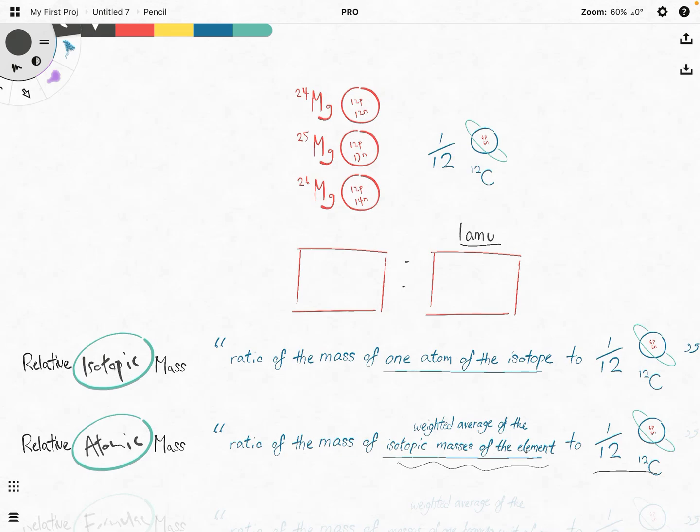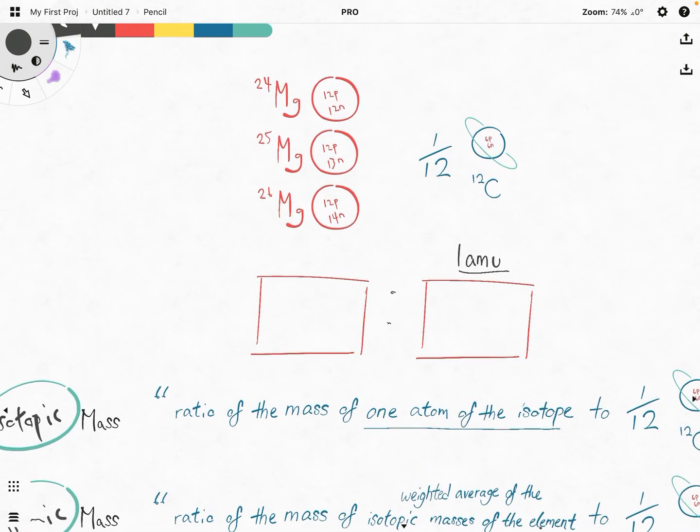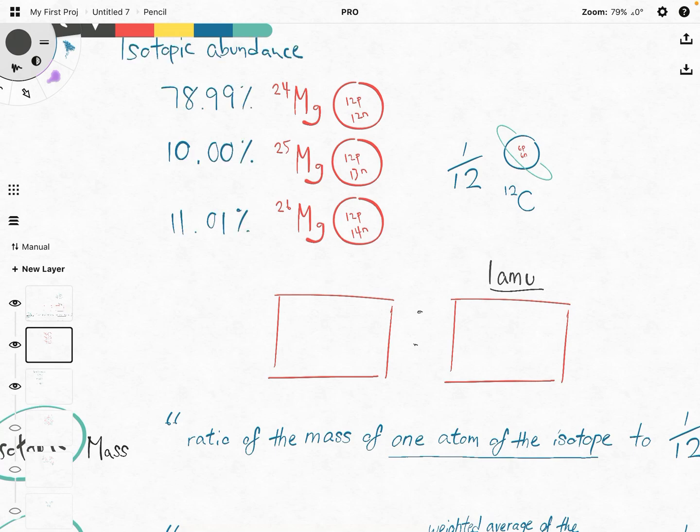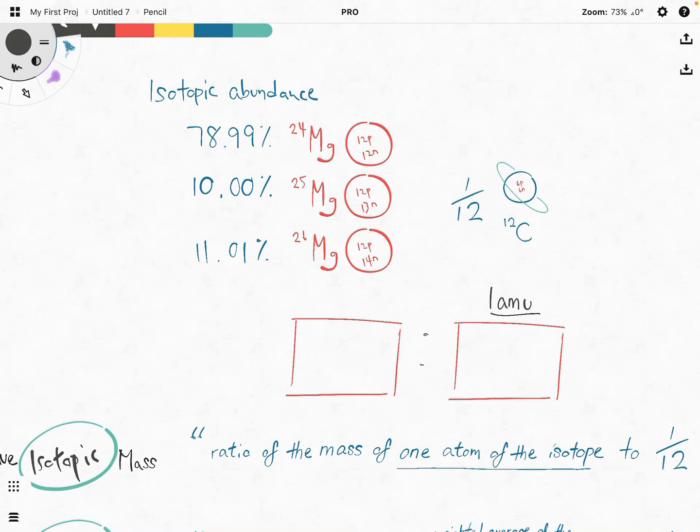Okay, perhaps let's look at how we calculate weighted average. To calculate the weighted average, we've done this before actually. So how do we do that? We first need to find out what is the isotopic abundance of each isotope. Isotopic abundance refers to what's the proportion of this particular isotope present on Earth. As you can see, magnesium-24 is the most abundant isotope compared to magnesium-25 and 26 with 78.99%. That means most of the magnesium we find on Earth is magnesium-24.